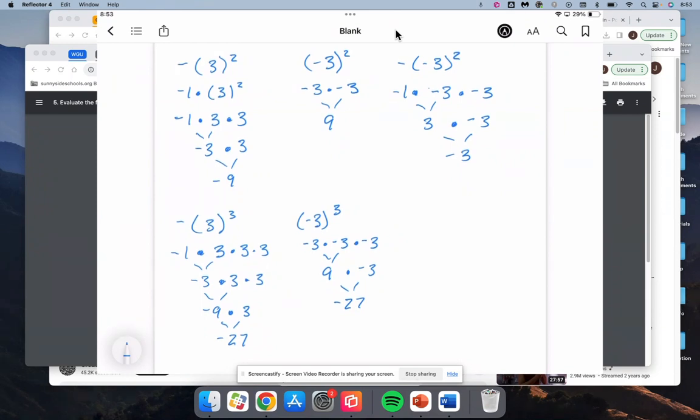And then the last style that we could have, a negative times a negative 3 to the power of 3. Again, that says negative 1 times negative 3 times negative 3 times negative 3. Negative times a negative makes a positive. We still have the other two negative 3's. Positive times negative makes negative. We still have the other negative 3. Negative 3 times negative 3 makes positive 9.